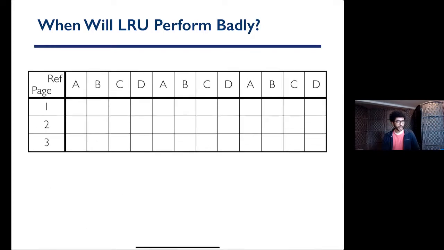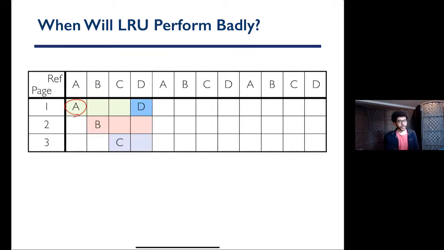Now let's look at LRU for the same example. A, B, C, these are okay. Now D is going to come. I'm going to kick out the one that was accessed the furthest in the past. So which one? A is the one that was accessed the furthest in the past. So I'm going to kick A out.